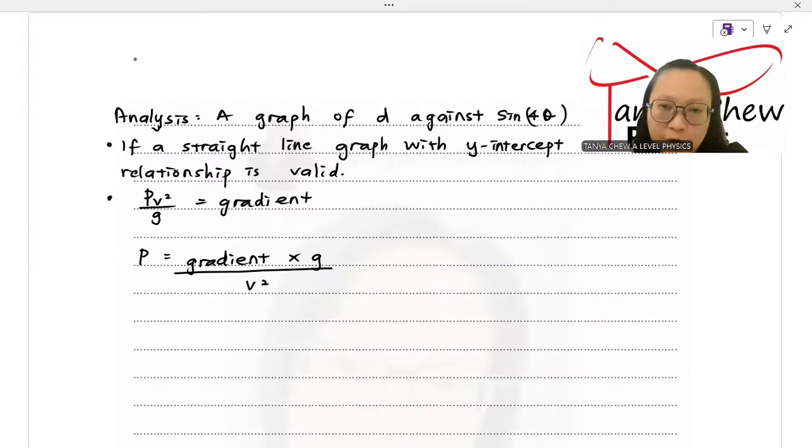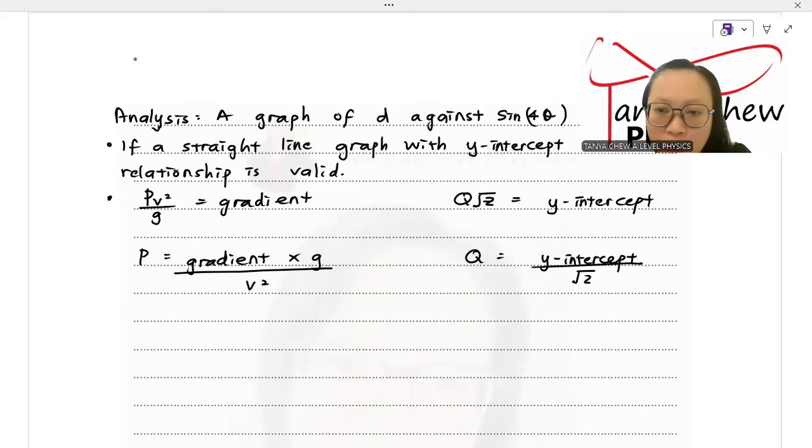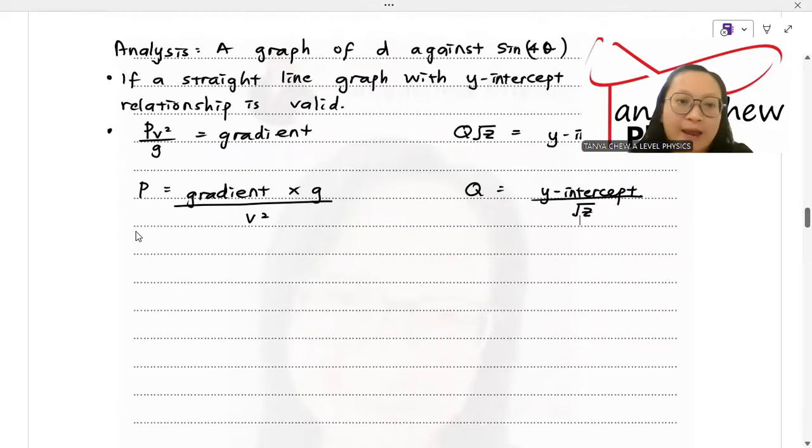And then for the y-intercept, Q square root of Z is equal to the y-intercept. We are supposed to find Q. Q is equal to the y-intercept divided by square root of Z. And we're done with the analysis part, quite easy. Right, and the last part is our safety precautions and additional details.